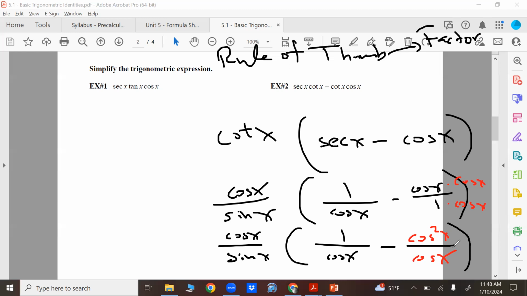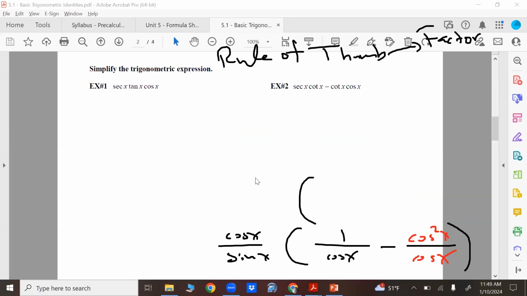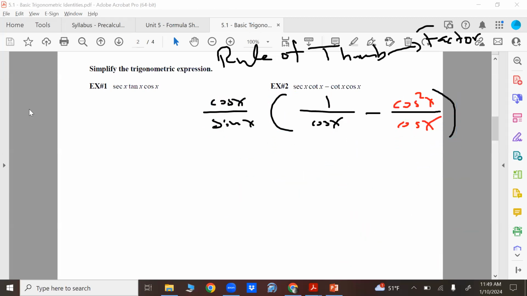I need a little more space, so I'm going to delete this because now you know it's up. I'm going to move this up top. All right, here we go. So now, go back to black. Cos x over sine x times, and now I can combine those two fractions.